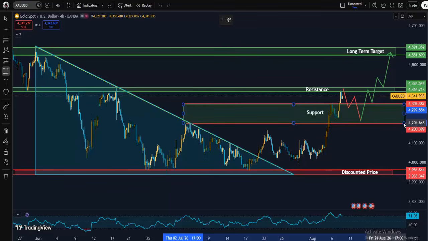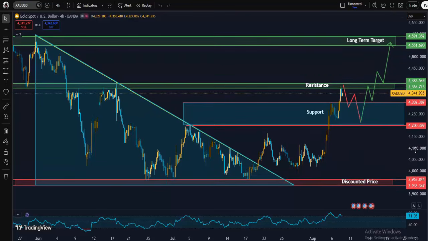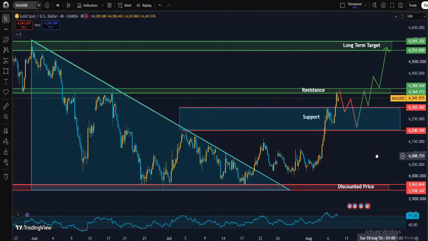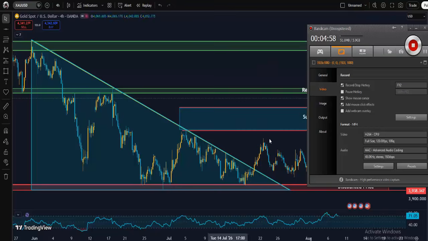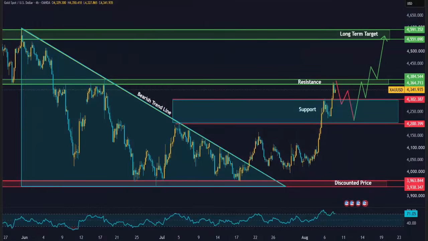So putting everything together, the technical picture is quite clear. Gold has broken above its bearish descending trend line, showing a potential shift in the broader market structure. So, at this point, patience is extremely important. Don't chase the market after a strong rally. Instead, watch how gold reacts around the key resistance and support levels. Overall, the higher time frame structure remains constructive while gold holds above the major support zone.